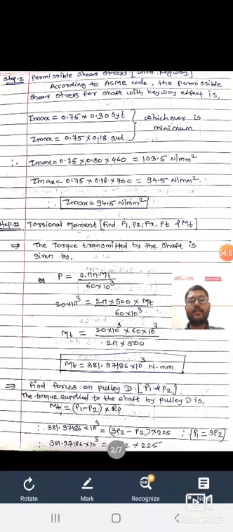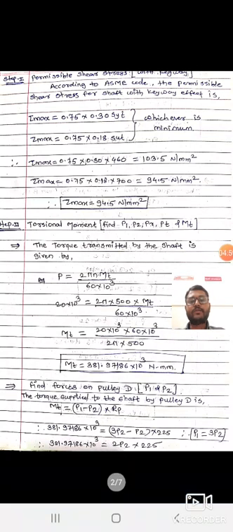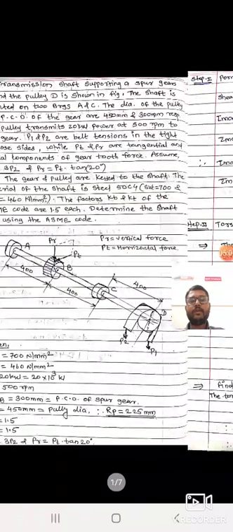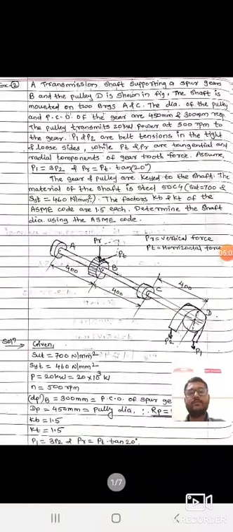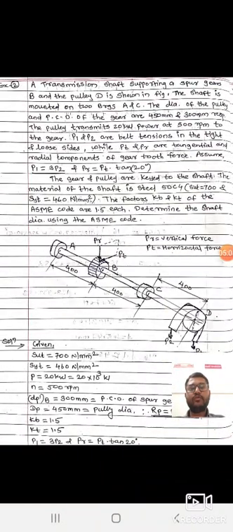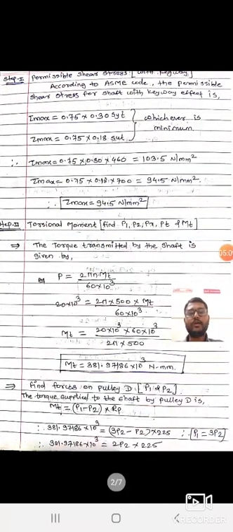Then next, find forces on pulley D. On the pulley D there are two forces acting, P1 and P2. First of all, we know that the torque applied to the shaft by pulley D is given by the equation: Mt, that is torsional moment, is equal to P1 minus P2 into radius of pulley.